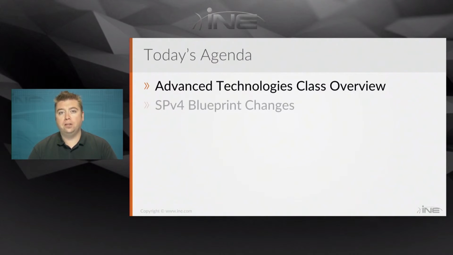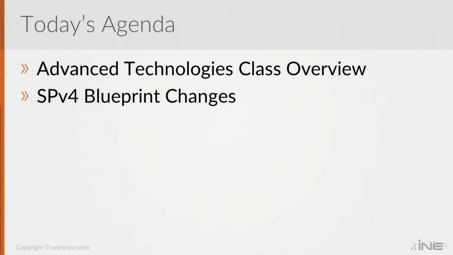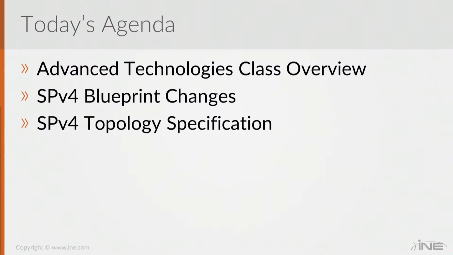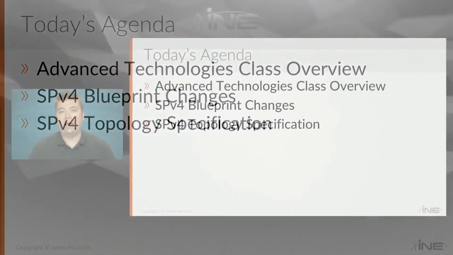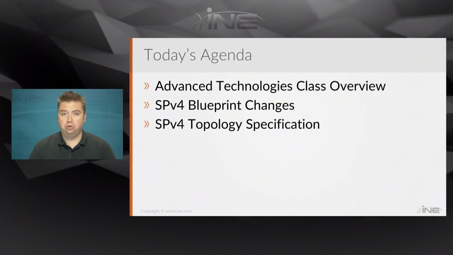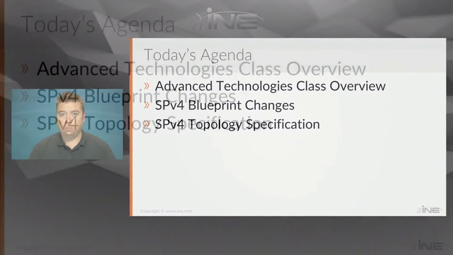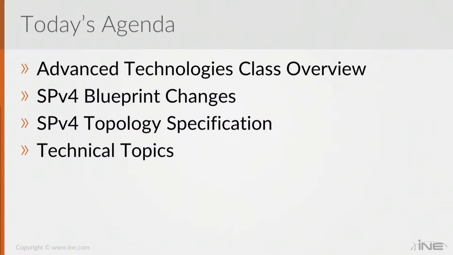Then we'll talk about the new Service Provider version 4 blueprint and what changed between version 3 and version 4. Also talk about the specific hardware topology, what I am going to be using during class, what you can use after class, and then how that compares with the actual hardware specification used in the actual lab exam. And then we'll get into our technical topics.